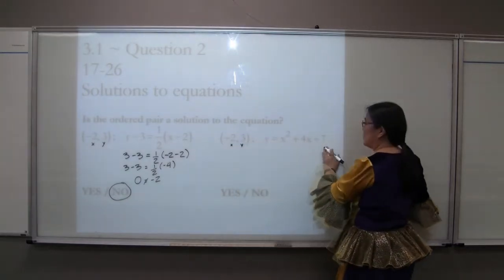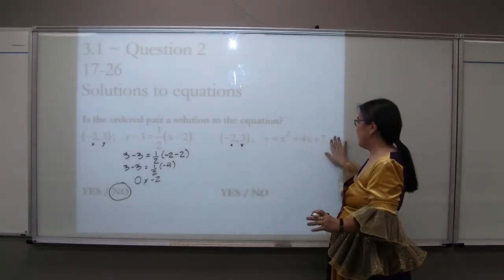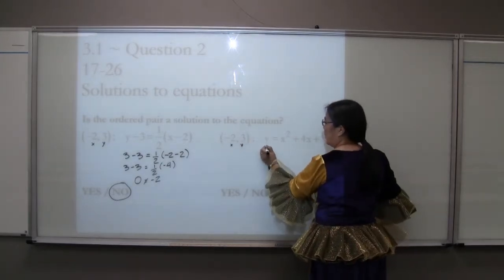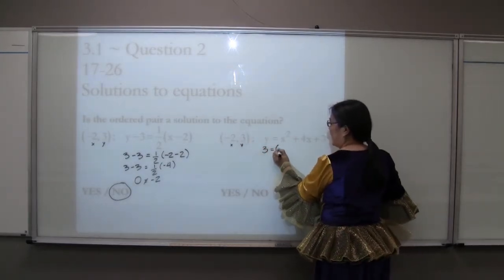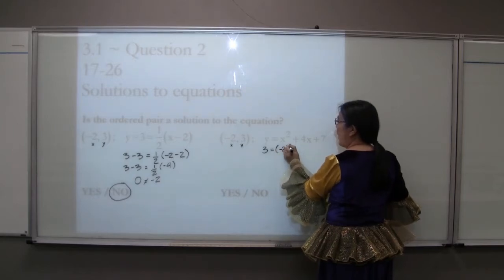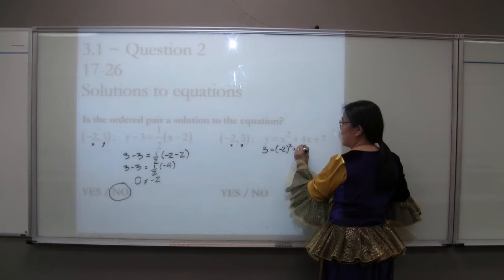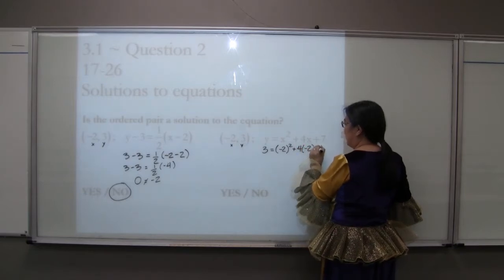I'm going to have you plug in, ooh, it is a quadratic. It has an x squared term in it. So as we're plugging in, y is 3, x is negative 2. Remember, you have to have the parentheses around that from back in chapter 1. Plus 4 times x is negative 2 again, plus 7.